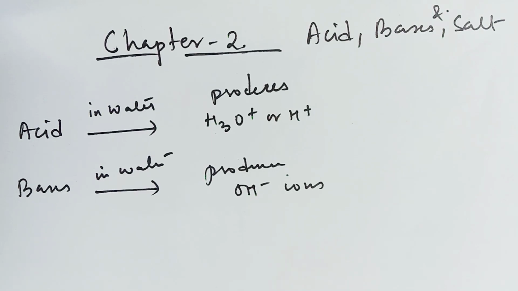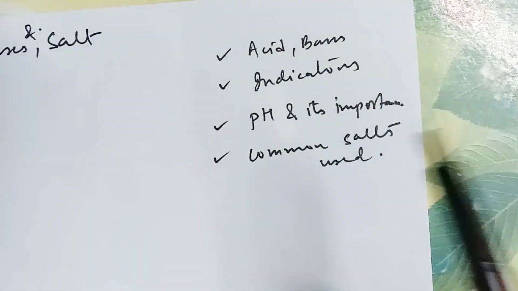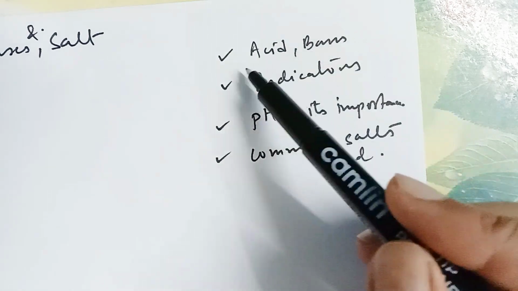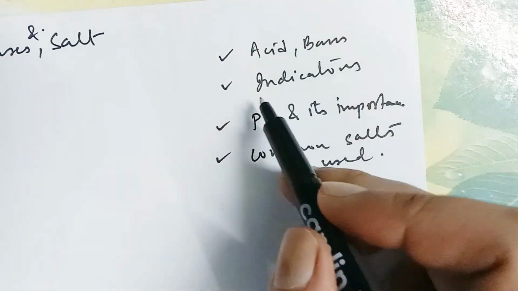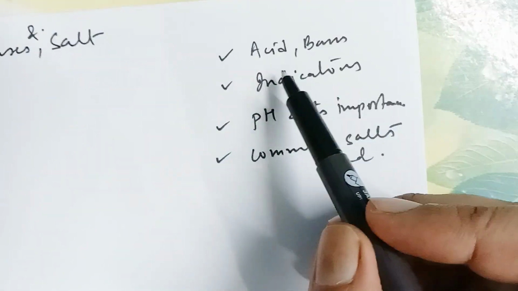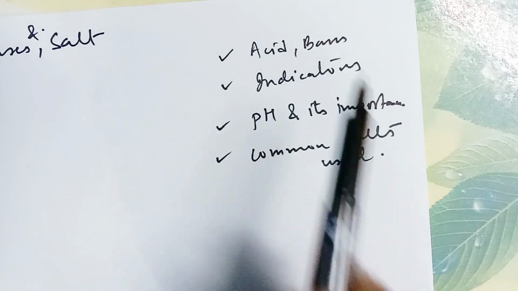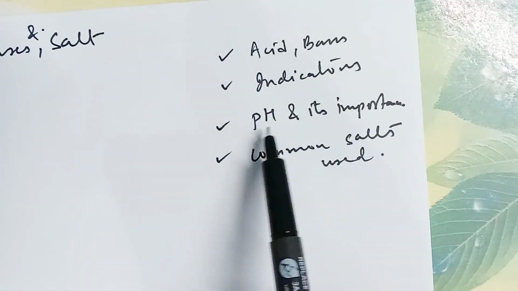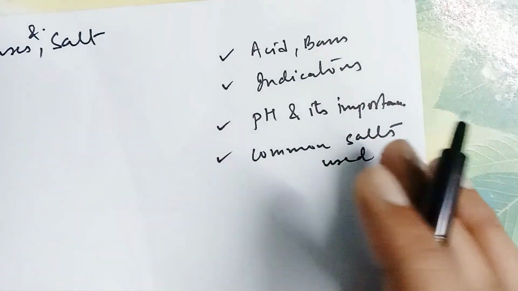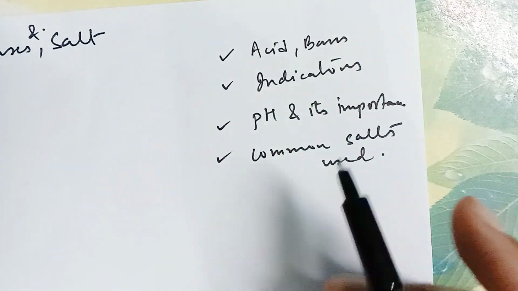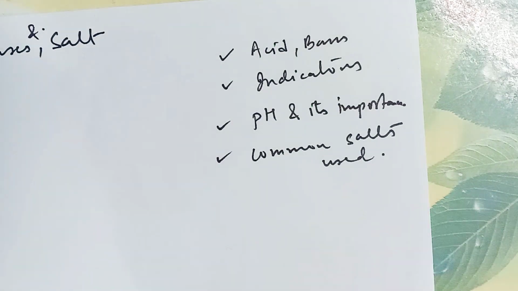Today I'm doing chapter 2 of class 10 CBSE chemistry, and the chapter is acids, bases, and salts. In this chapter, we will discuss an introduction about what are acids and bases, common indicators which are used to distinguish between acids and bases, pH and its importance in daily lives, and some common salts which are used in day-to-day life, its synthesis and all.